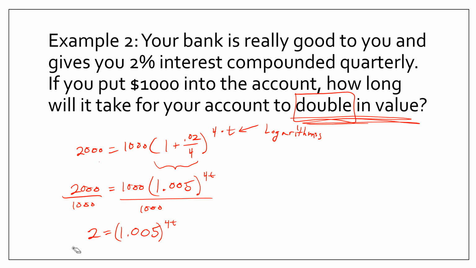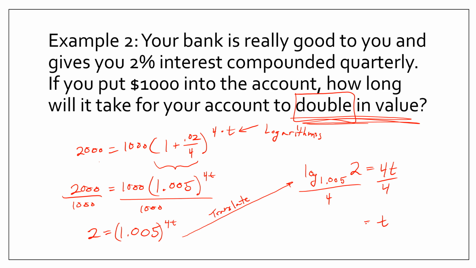At this point, I have the power isolated, and so I'm going to make the logarithmic translation. If you don't remember what this is, go back and maybe watch the other 7.6 video. The point is, this is going to translate to log base 1.005 of 2 equals 4t. And at this point, I'm good to go. I can use the change of base formula to figure out what this is, or you've figured out by now your calculator has this button. And then all I need to do is divide by 4 to figure out t.